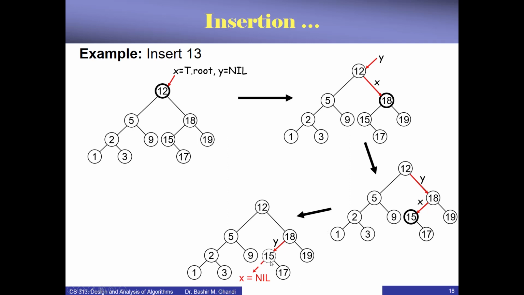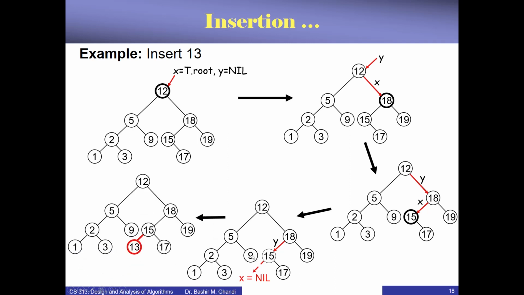And this is the point to do the insertion. Once we find x is nil, then we just need to create a new node to be a child of 15. The question is which child, depending on how 13 compares with 15. Since 13 is smaller, we're going to create a left child for this node 15 and put our 13 inside. So this is the final answer for the algorithm. So this is basically how insertion works.